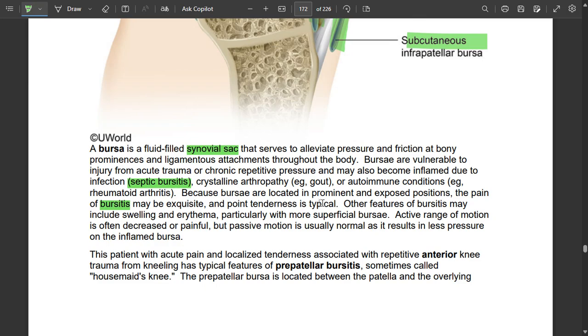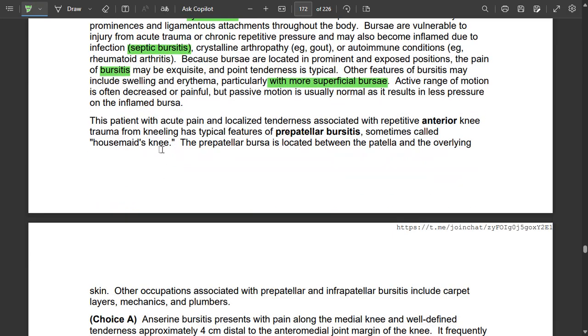Other physical findings of bursitis may include swelling and erythema, particularly with more superficial bursae. Active range of motion is often decreased or painful, but passive motion is usually normal as it results in less pressure on the inflamed bursa.